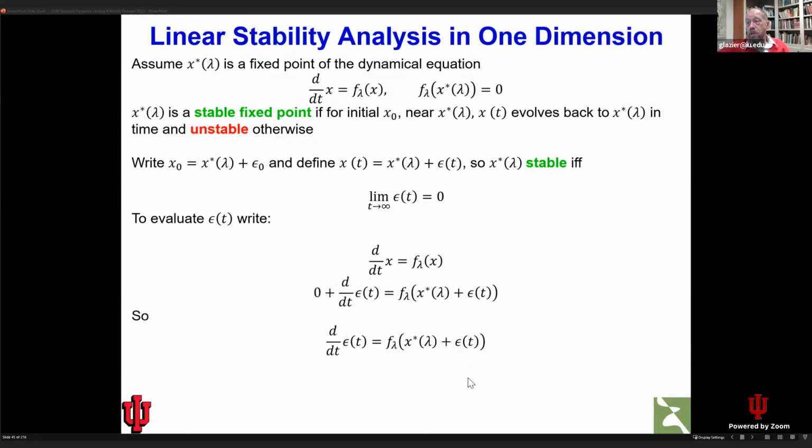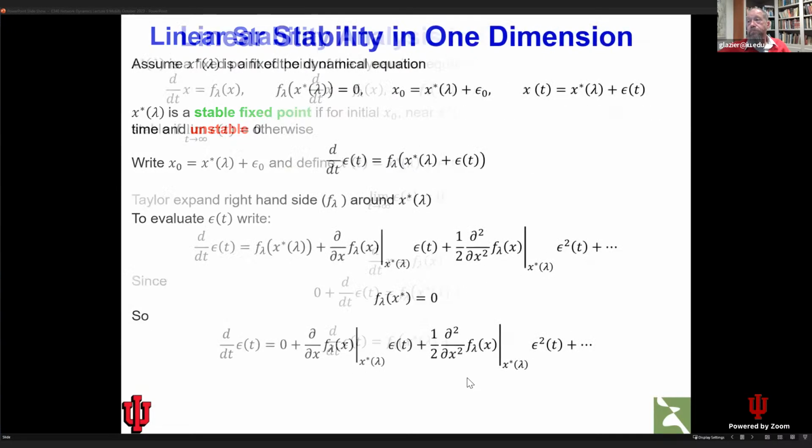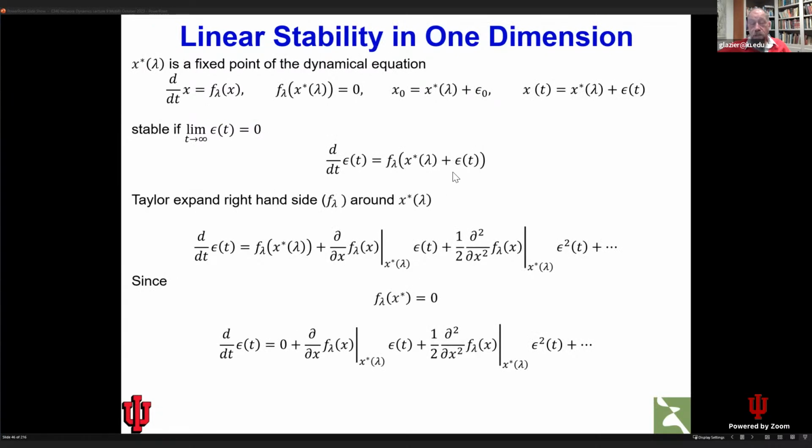So the next thing that we want to do is, epsilon is small, as Elmer just said. And so what we're going to do is a Taylor expansion of f around x star. Well, what is the Taylor expansion of f of x? That is f of x star plus d by dx of f of x evaluated at x star times epsilon, plus 1/2 of d squared by dx squared of f of x evaluated at x star times epsilon squared, plus ... I left out the epsilon there.